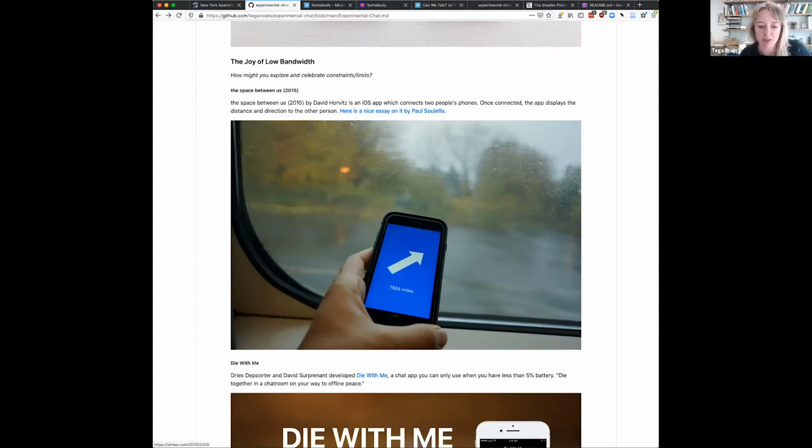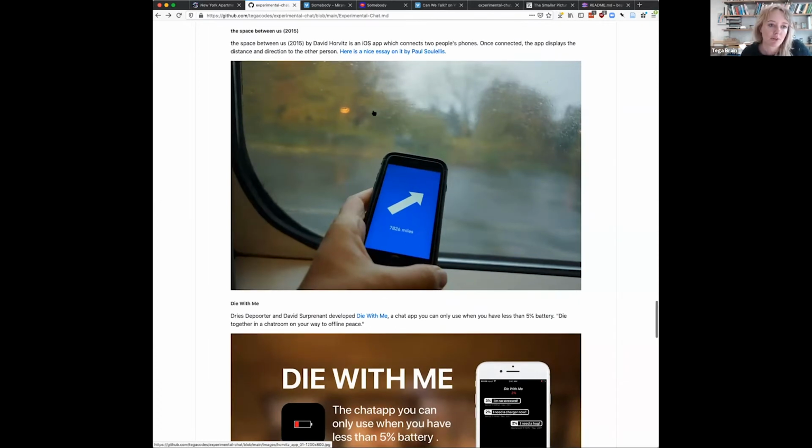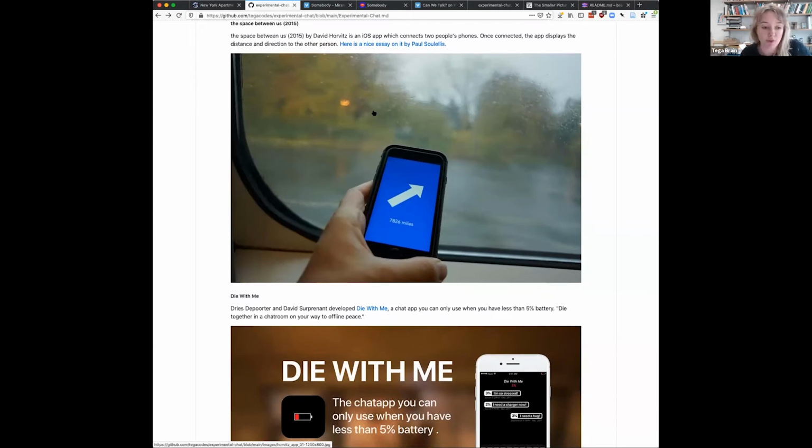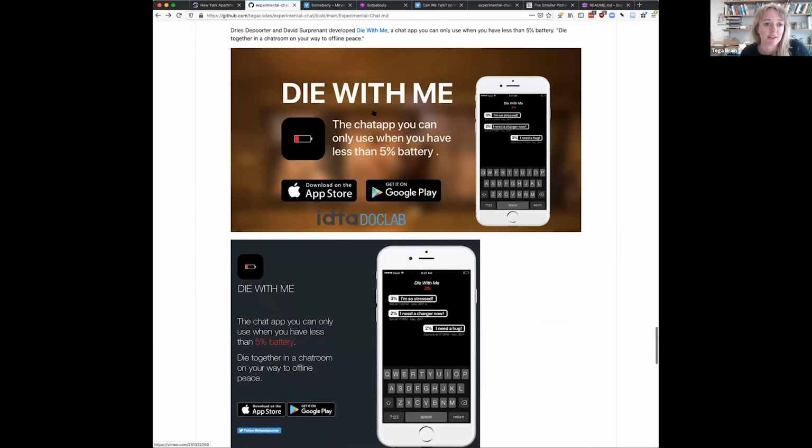As you can see in the image, you see this blue arrow and it just says they are 3 miles away, 1 mile away, whatever. I think there's a beautiful intimacy in not knowing more than that. Just really reducing down what data is exchanged to two data points, direction and distance. So that's a very reduced form of a communication device.